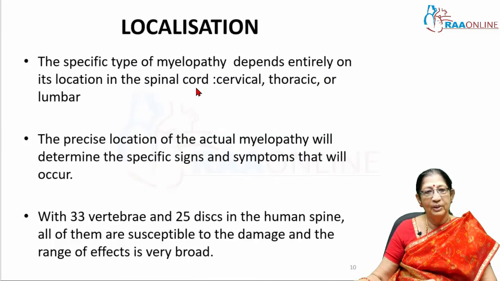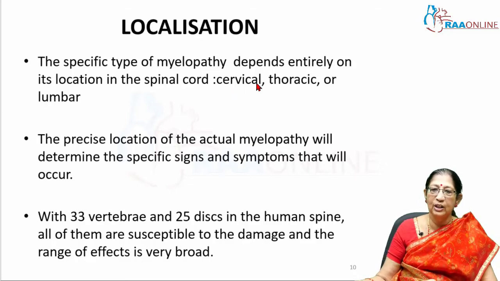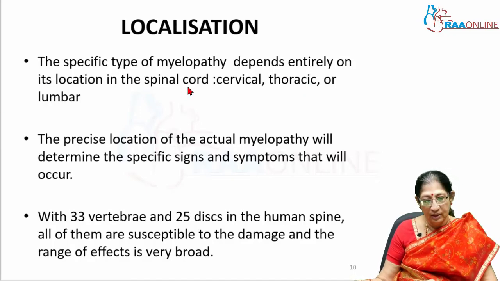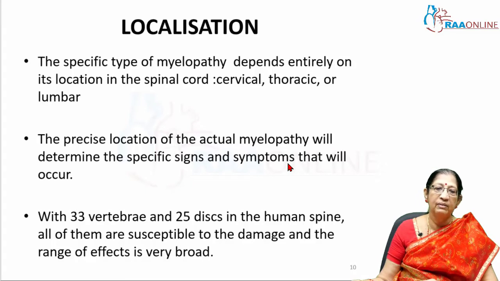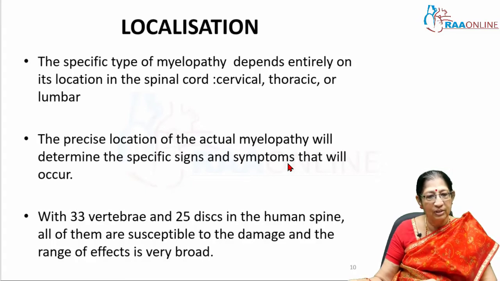Localization specific to myelopathy will depend on where it is affected in the spinal cord, whether it is cervical, thoracic or lumbar. A high cervical cord lesion can produce a quadriparesis or plegia, thoracic cord can produce paraparesis, and lumbar cord can produce monoparesis or even paraparesis. Precise localization of the actual myelopathy will determine the specific signs and symptoms that will occur.